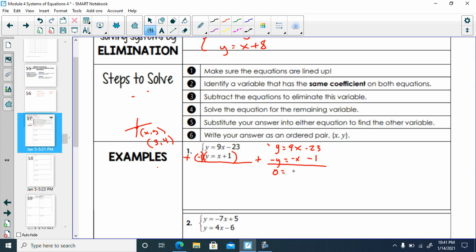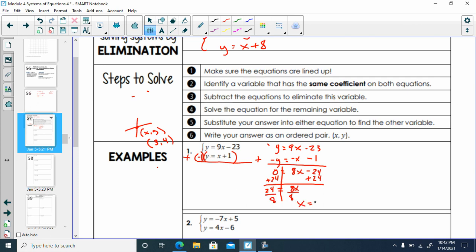9x plus negative x is 8x. Negative 23 plus negative 21 is negative 24. Okay? We're trying to solve for x. In this case, we would add 24 to both sides. And 8x is equal to 24. Divide both sides by 8.